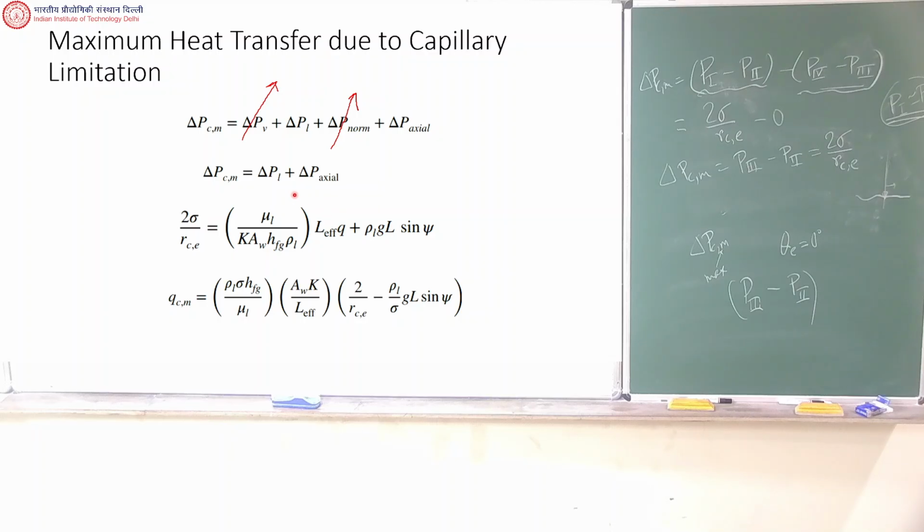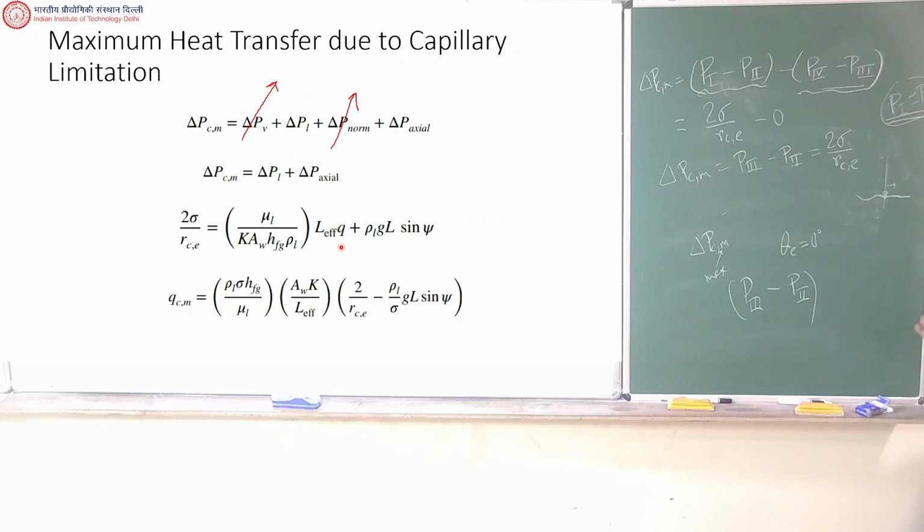So this is the delta P normal expression. No, not normal, sorry. This is the delta P liquid expression. This is the delta P axial expression. And this one is delta PCM, as we know. This has got a Q. What is that Q? Q is the heat transfer. Ultimately, why do you have a heat pipe? To transfer heat. And if you change Q, things will change.